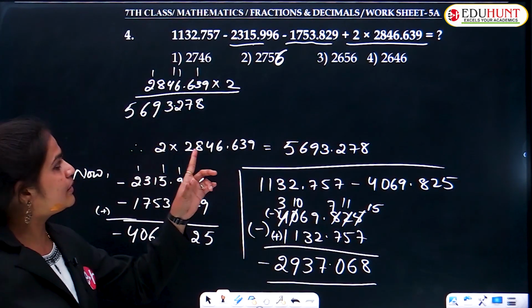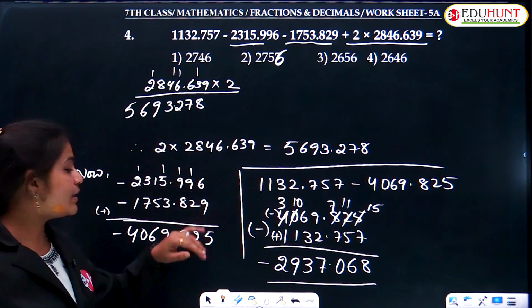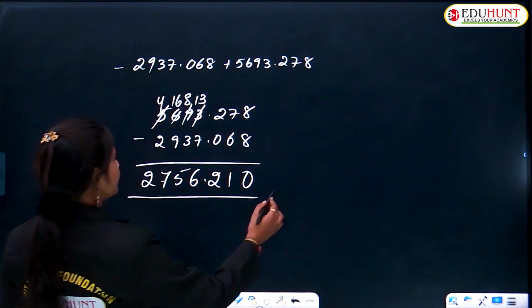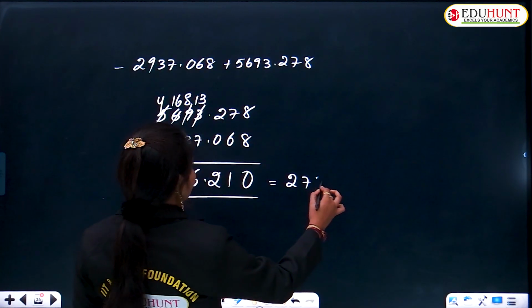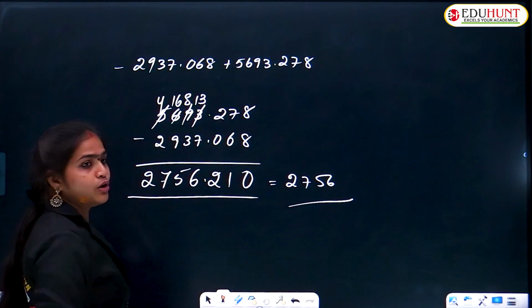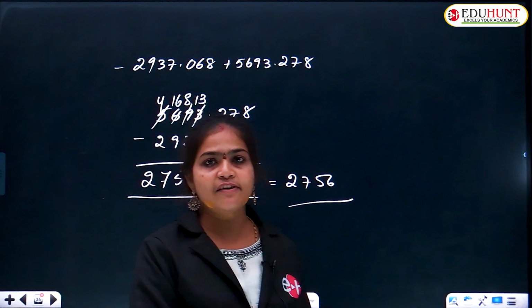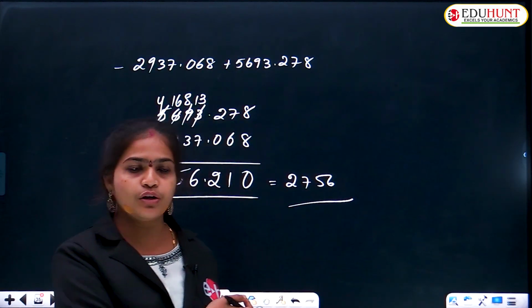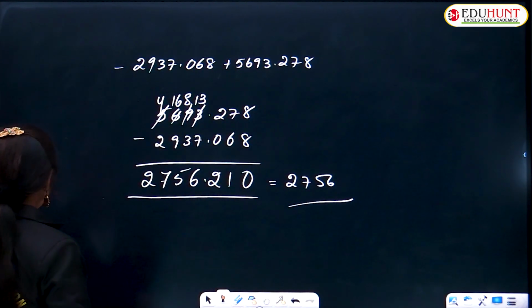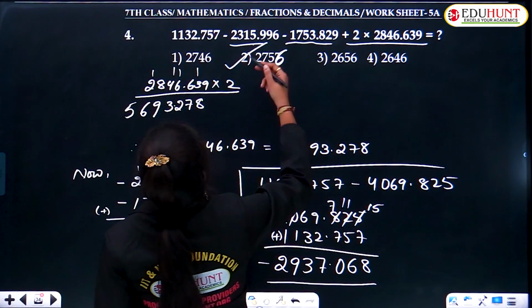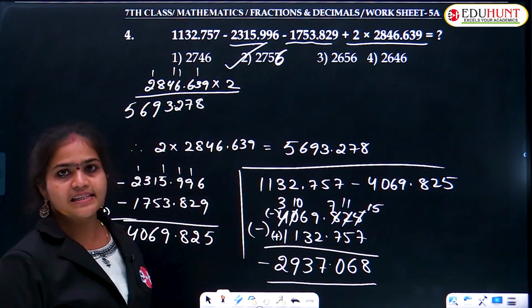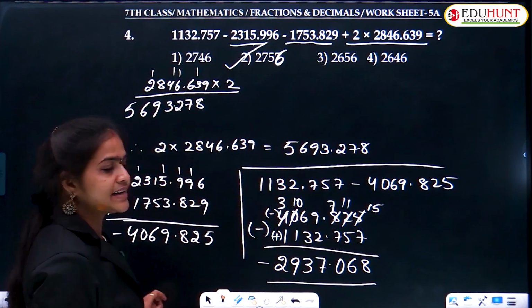2756.21. Actually, decimals are not given here, no? So we can take the nearest number, 2756. The digit after 2756.21 is 1, which means less than 5 only, no? Then the number rounds off to 2756. Then the answer is 2756. Okay children, let us see the next question.